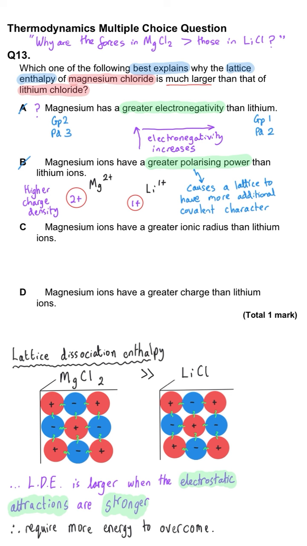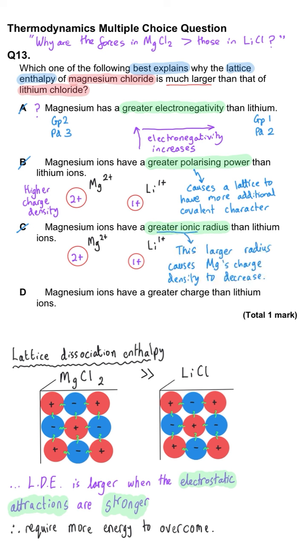C, magnesium ions have a greater ionic radius than lithium ions. Well, that is true, but that isn't going to make the lattice stronger. That's actually, in theory, going to make the forces within the lattice weaker, because as a result of just that one aspect, magnesium ions, you would think, should have a lower charge density overall and therefore weaker attractions in that lattice.